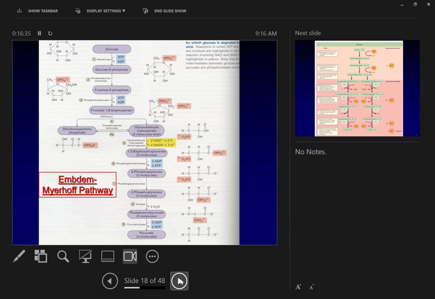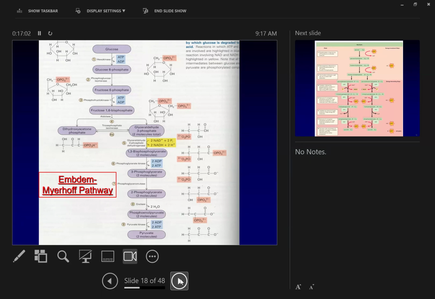Questions about all of them? Okay. Glucose goes in. We put 1 or 2 phosphates onto glucose. PFK is our rate limiter, and then downstream of that, we make 4 ATP and 2 NADH molecules. All right. That's what I want you guys to know.